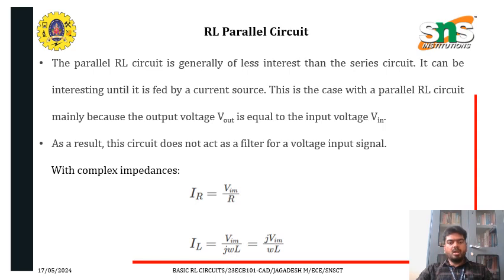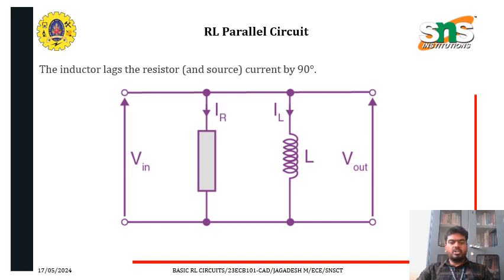The parallel RL circuit is generally of less interest than the series circuit. It can be interesting when it is fed by a current source. This is the case with the parallel RL circuit mainly because the output voltage Vout is equal to the input voltage Vin. As a result, this circuit does not act as a filter for a voltage input signal. With a complex impedance, IR equals V by R, and IL equals V by j omega L, which is equal to minus jV by omega L. So this is the parallel circuit where R and L are connected in parallel.